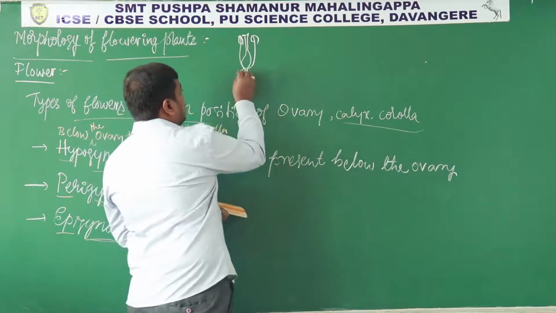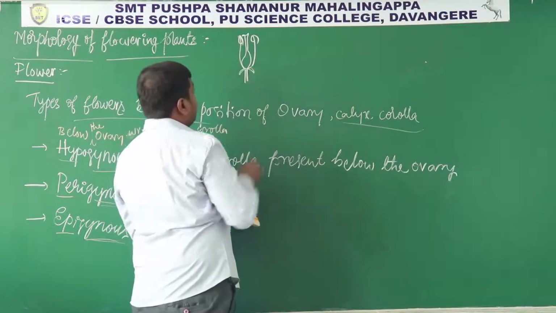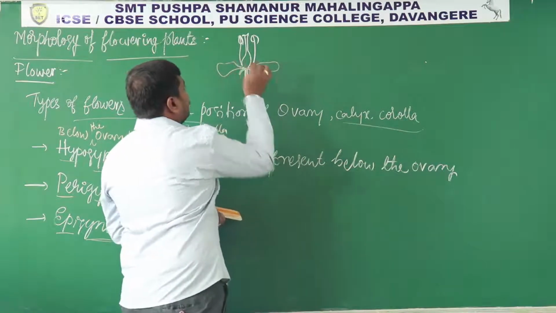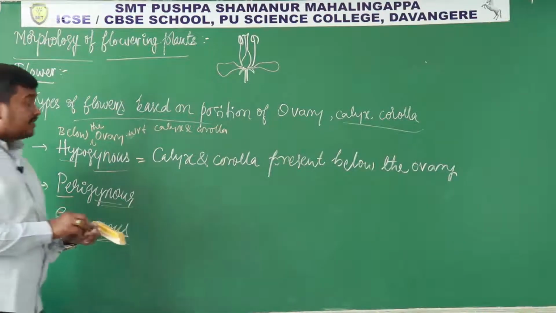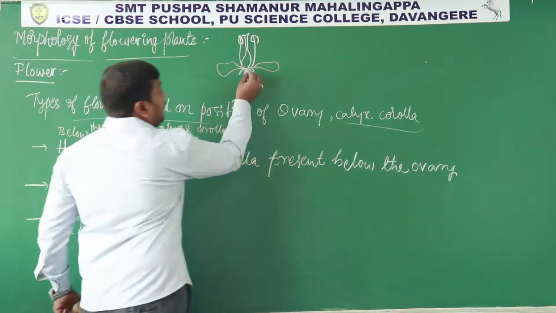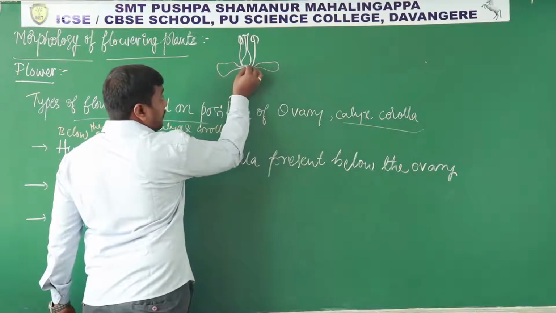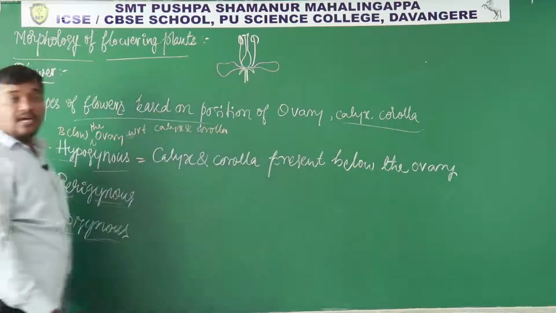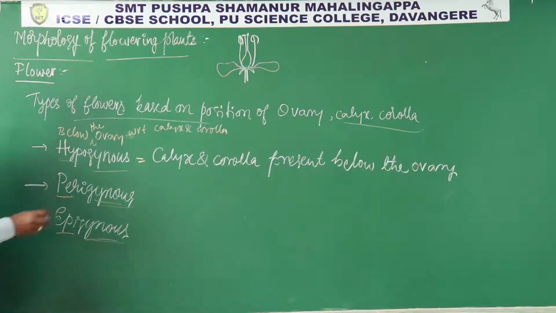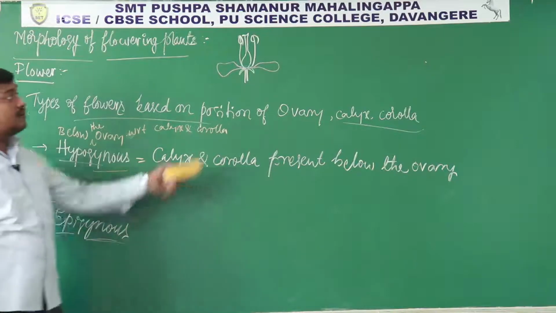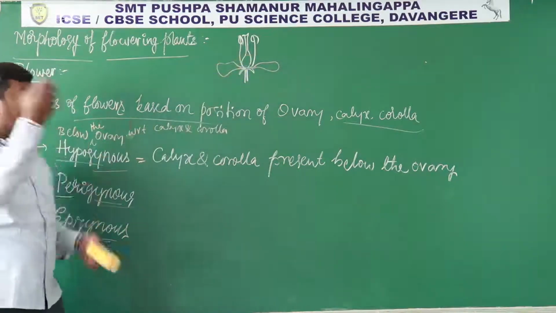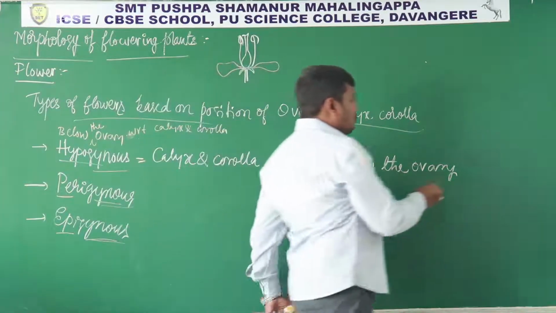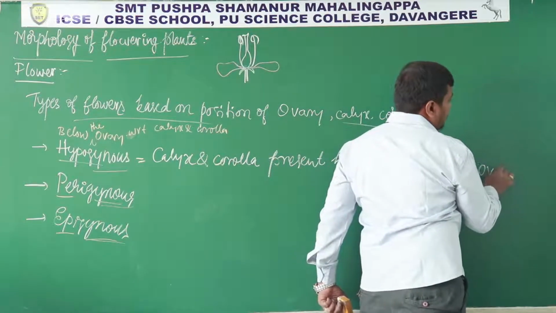Here is the calyx and here is the corolla. See the position of the ovary and the calyx and corolla here. Calyx and corolla are present below the ovary. Such types of flowers are called hypogynous. And here the ovary is superior. We call it superior because it is present above the calyx and corolla.